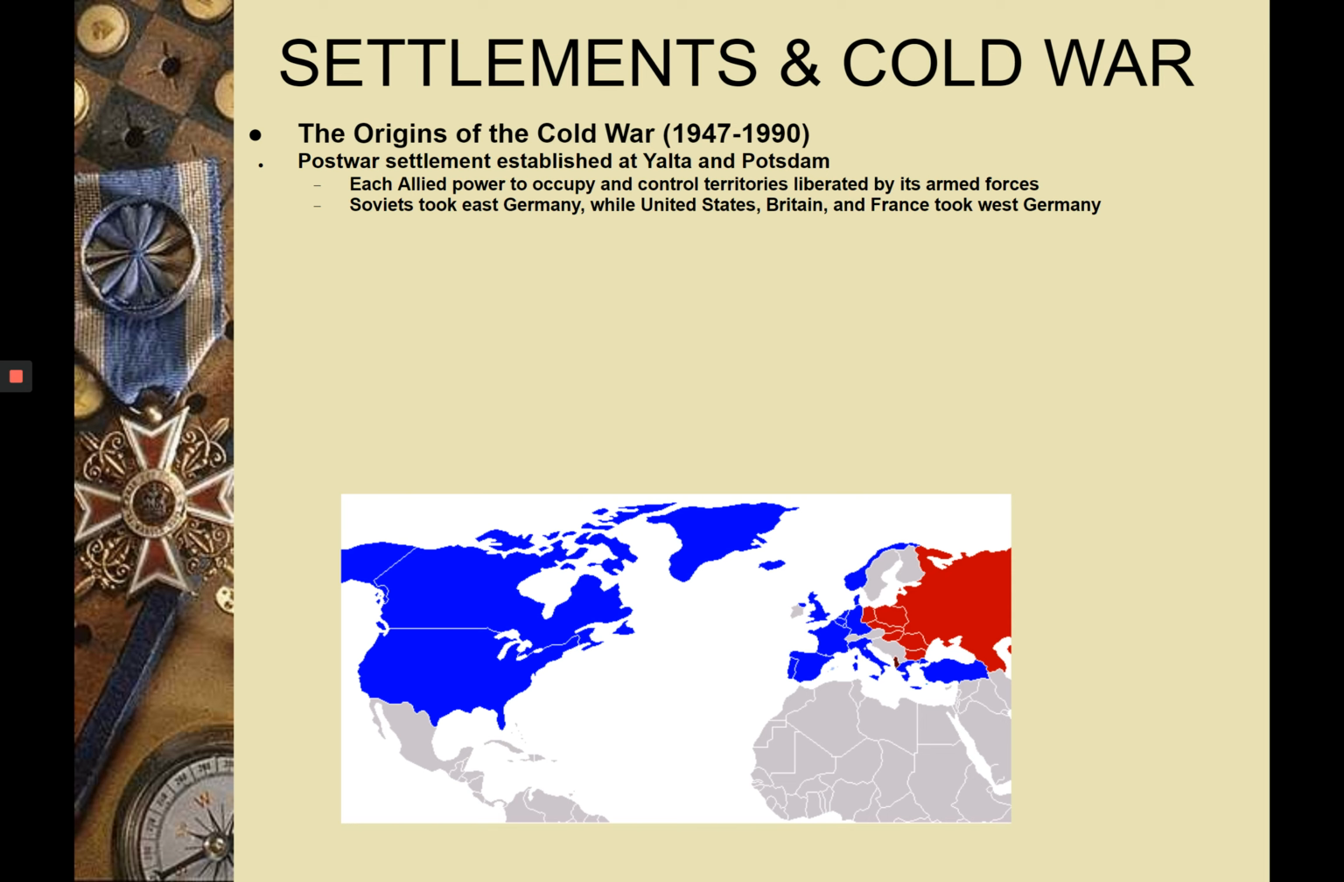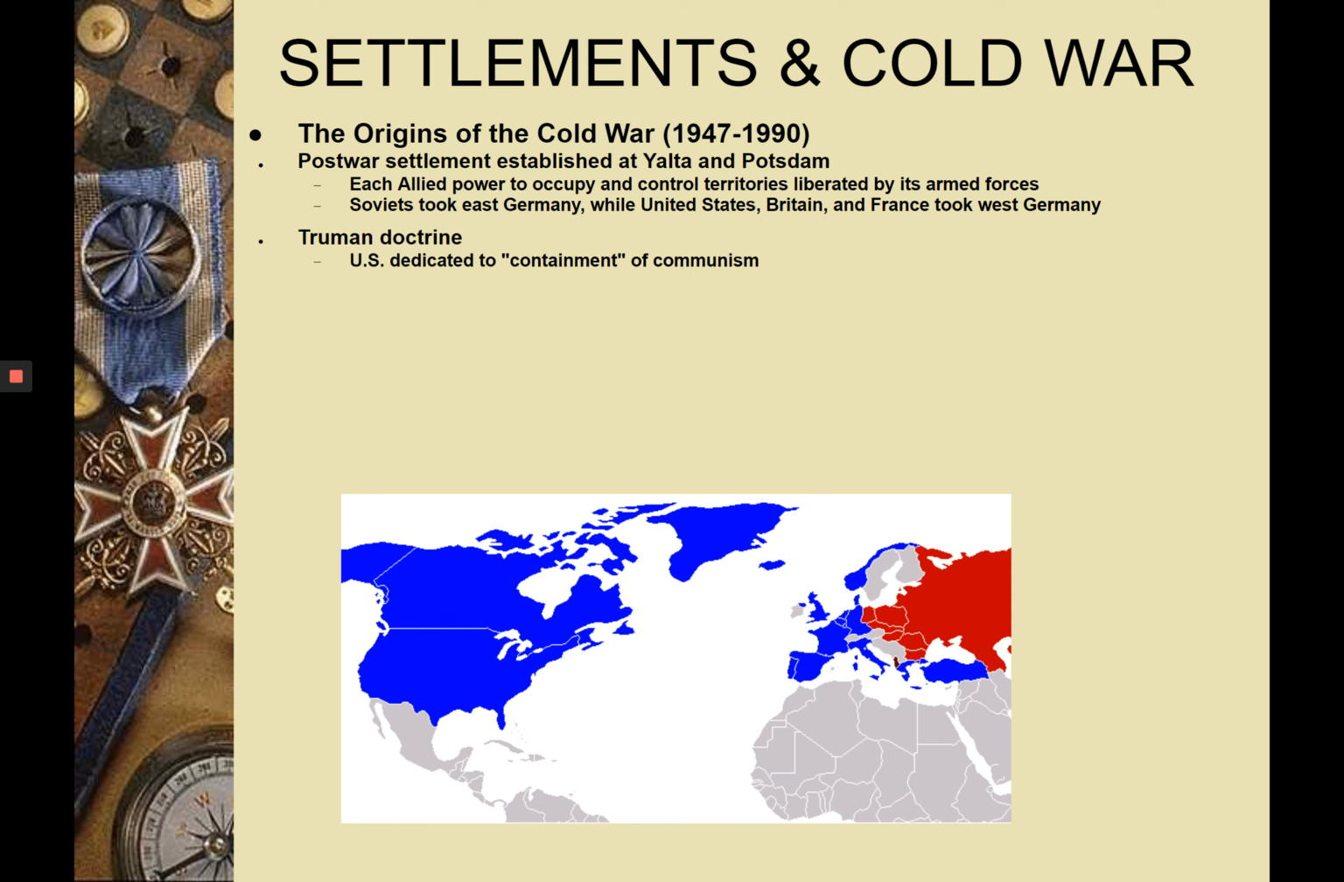Winston Churchill described it as this iron curtain that divided Europe. Everything east of that iron curtain was communist and allied with the Soviet Union, and everything west of that iron curtain was associated with the United States and capitalism and democracy.